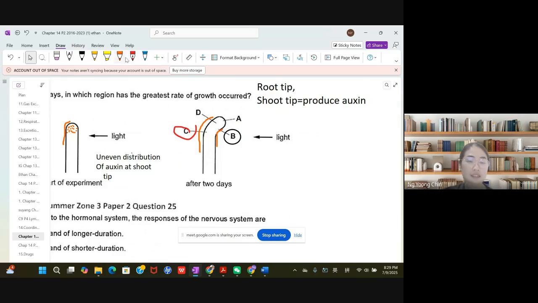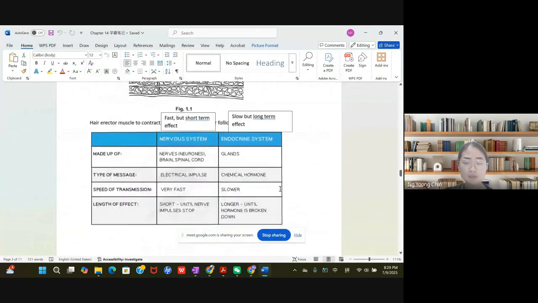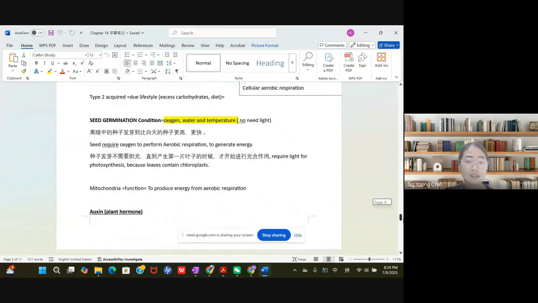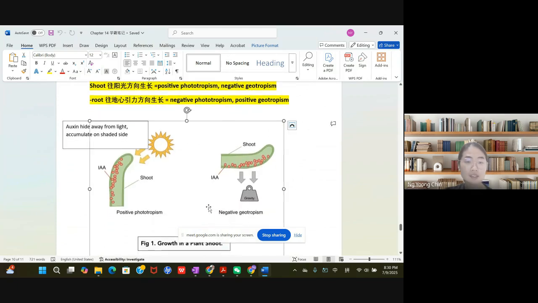The auxin on the shoot will hide away from the light. I think I have included this in the notes; let me show you. Because auxin in the shoot is afraid of the sunlight, it will always hide away from the light. So the auxins hide away from the light and accumulate on the shaded side, which is the side not exposed to the sunlight.